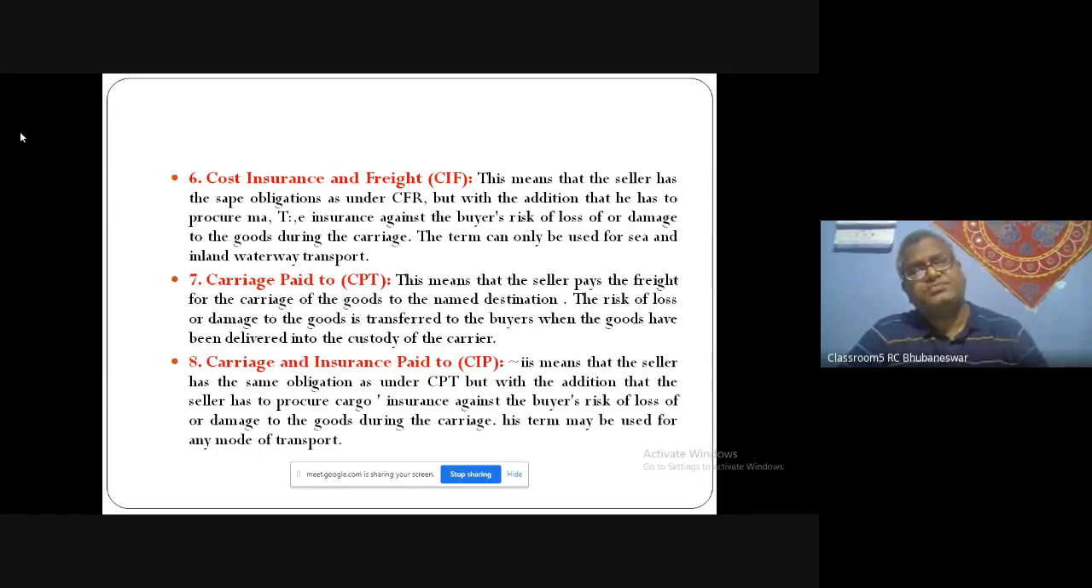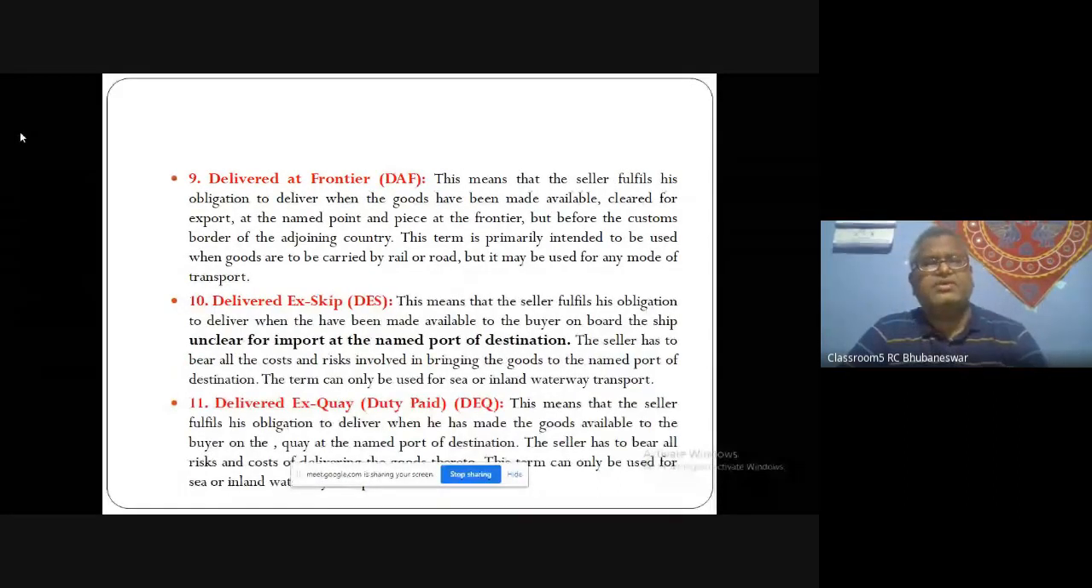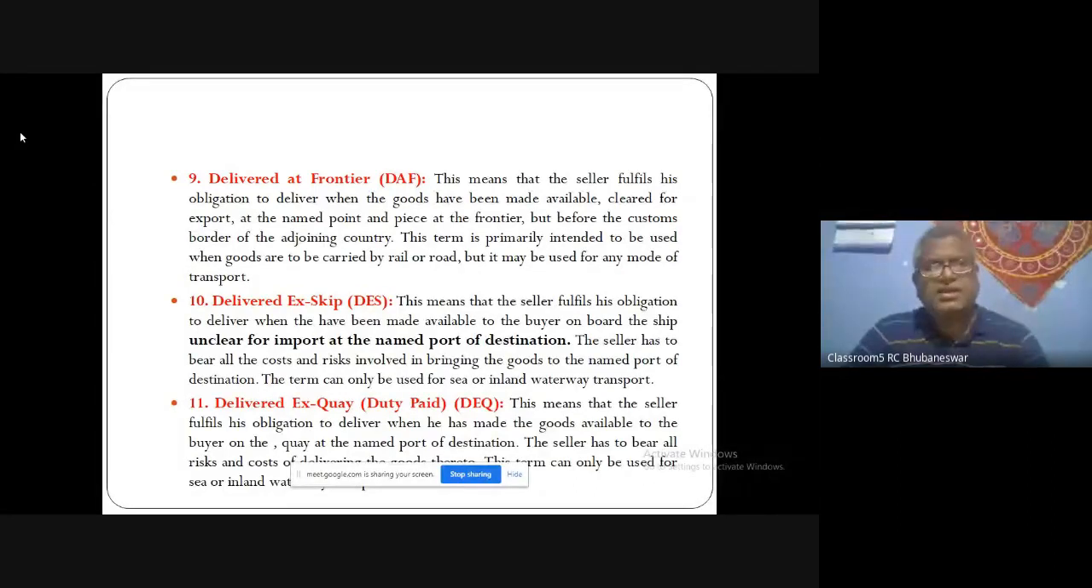Another one is delivered at frontier. Delivered at frontier means the seller fulfills his obligation to deliver. Deliver means cleared for export at a point, at a frontier. Frontier means any border of the origin country, where all goods can be cleared, and everything can be cleared by the particular seller.